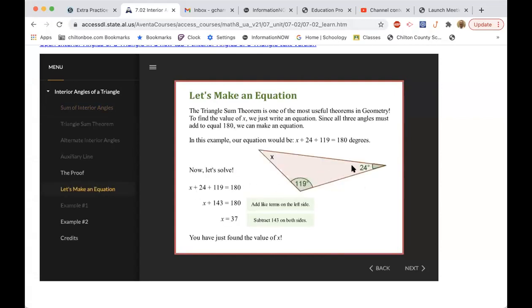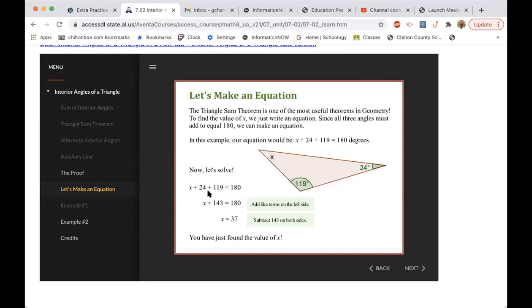Therefore, if you know two of them, you could make an equation to find the other one. Our equation would be this angle plus this angle plus this angle equals 180 degrees. You add up all three angles and set it equal to 180 degrees. So you would add 24 plus 119 to get 143. Subtract 143 from both sides, and you would get x equals 37. Your missing angle measure is 37.